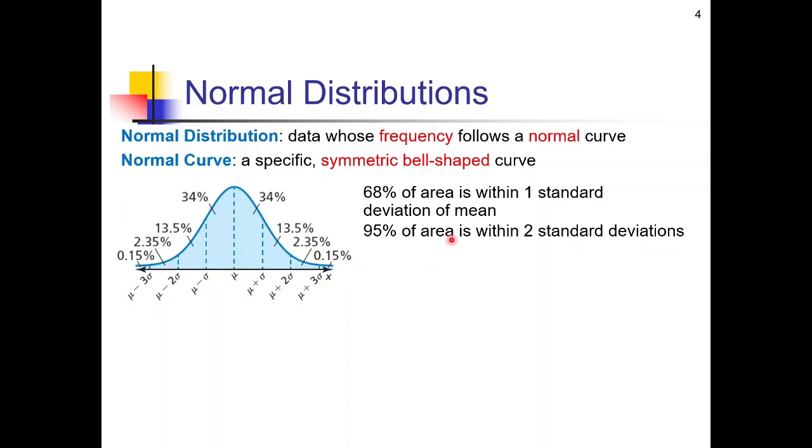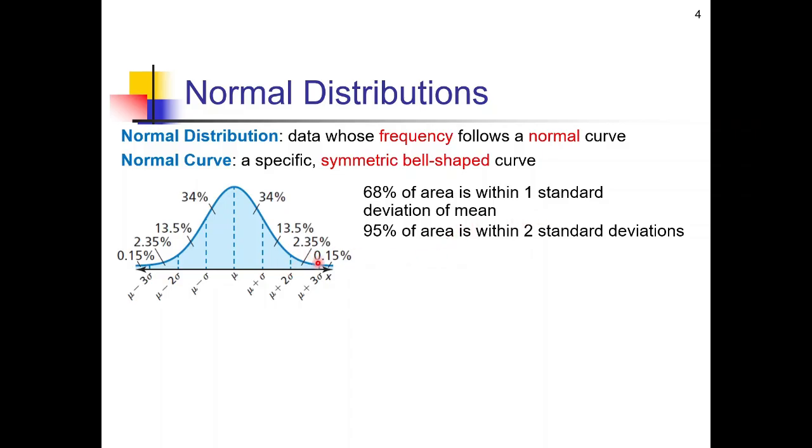So the vast majority of your data is just two standard deviations away if you've got a normal curve, a normal distribution. So this would be pretty good information to know whether or not you have one of these distributions. It really tells you a lot about where your data is clustered.